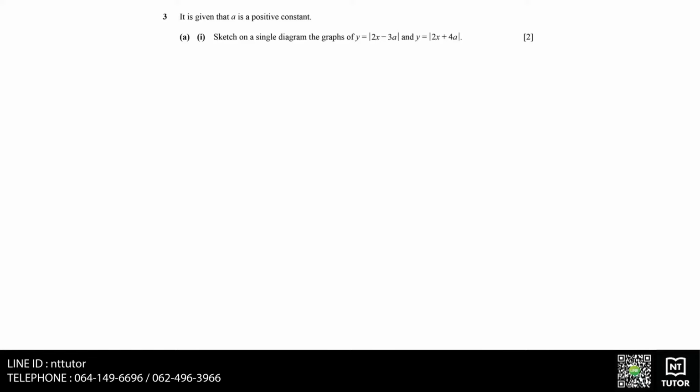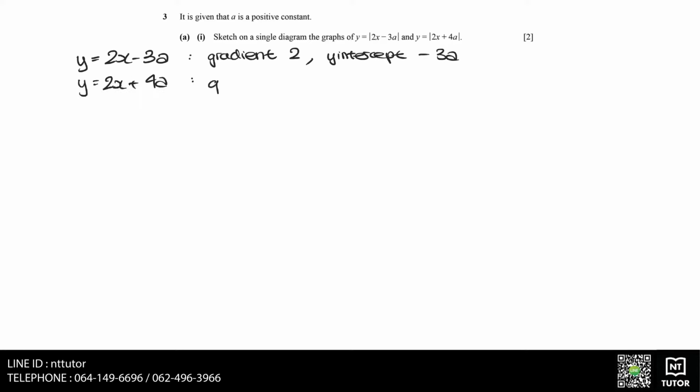So if we look at the two graphs we have to draw, for y equals 2x minus 3a, the gradient of the line is 2 and the y-intercept is at minus 3a. For y equals 2x plus 4a, the gradient is also equal to 2, but the y-intercept is at 4a. Since the two lines have the same gradient, we are looking at drawing two parallel lines.